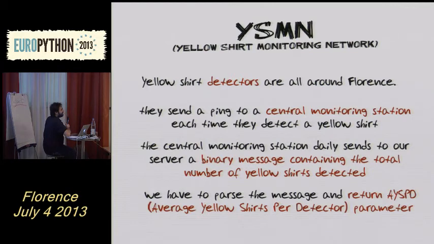The monitoring station then sends a message with a specific binary protocol, which is how hardware stuff usually works because of computation constraints and space constraints. You don't use XML, you just use bytes and bits. And our job is to parse that parameter and calculate the average between the number of active sensors at the given time and the number of yellow shirts. So we have the average yellow shirts per detector parameter, which is very useful.